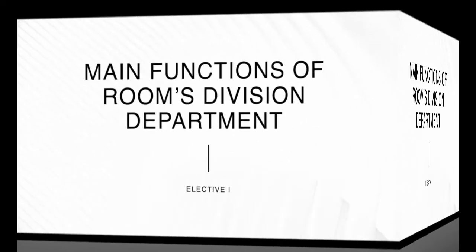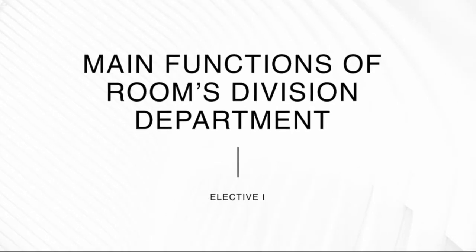For today's lesson, we are going to talk about the main functions of Rooms Division Management. As mentioned in our last lesson video, Rooms Division is the nerve center of a hotel. Basically, the Rooms Division Department comprises two departments, which are the Front Office Department and the Housekeeping Department. It is also stated that the Rooms Division Department generates more revenue than any other department within the hotel.